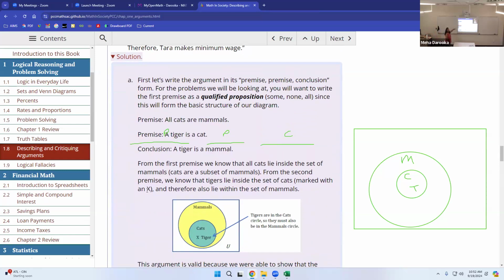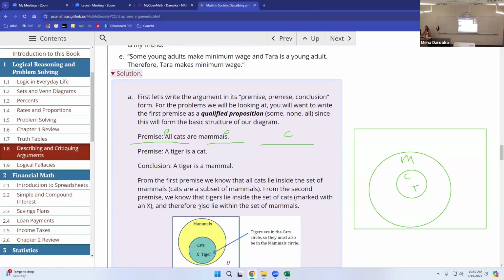And remember, we talked about the qualified statements where you use words like all, none, no, or some. That was the main reason we knew one circle needed to go inside the other, because we're saying all cats are part of the mammal group. So that's why you put one inside the other. If it said some, that's where the overlap would happen between the two circles. None would be where they are completely separate from each other. And we will get to that in a minute.